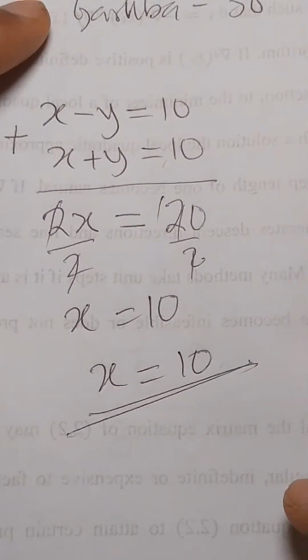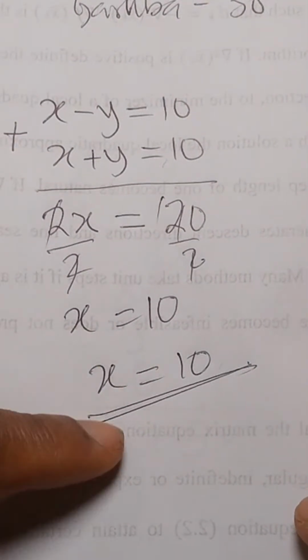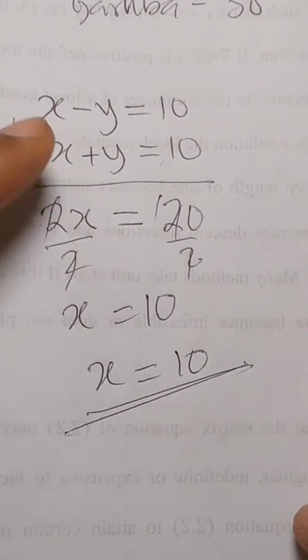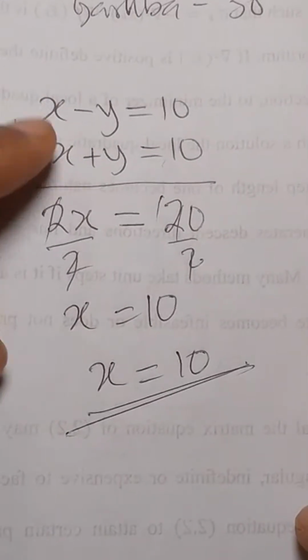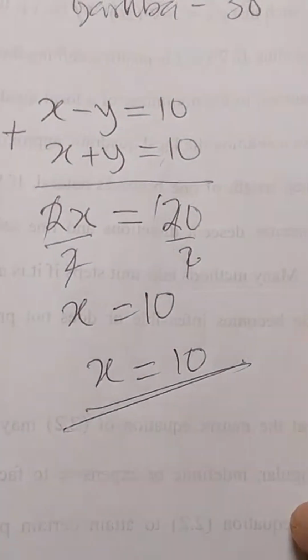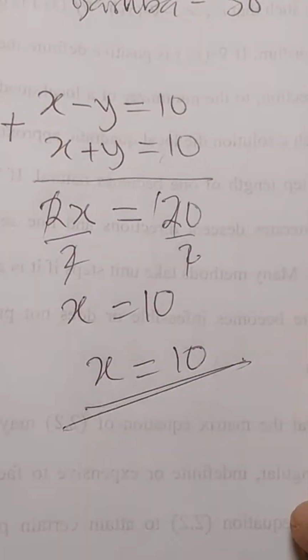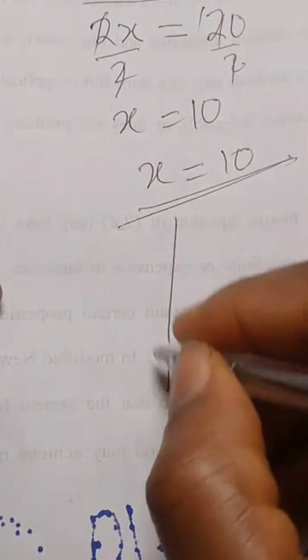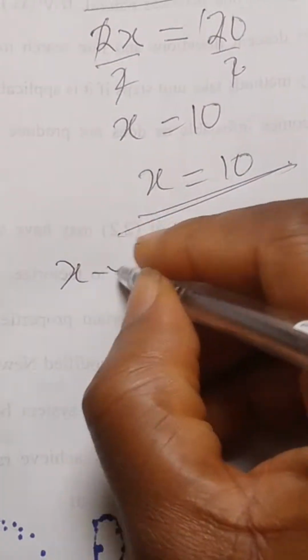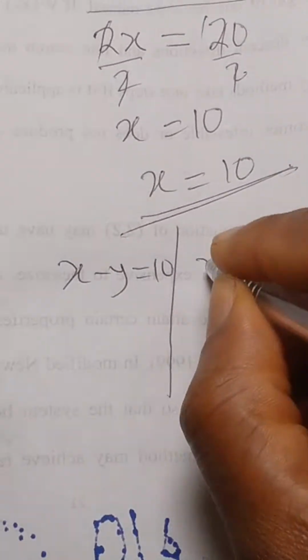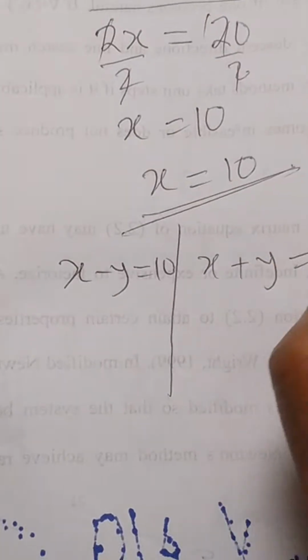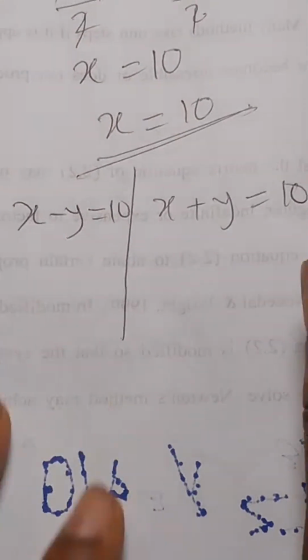Now, how do we get y? We get y by just picking this x equals 10 and substituting it into any of the equations. If you substitute into this one, you get the same answer. Substitute it here, you get the same answer. I'm going to show you that any way you do it, you get the same answer. So this is x minus y equals 10, and this is x plus y equals 10. I'm going to substitute it into both.